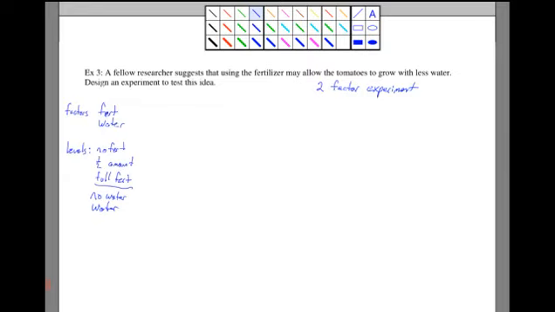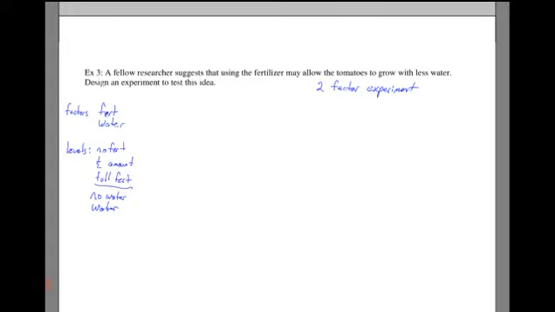Okay, so let's do something with this. Let's design an experiment. We're still going to use our 24 tomato plants. Before we get into that though, since I have three levels of fertilizer, 2 levels of water, and 2 factors, this is going to mean that I'm going to have multiple treatments.